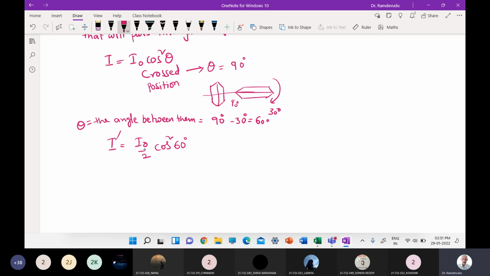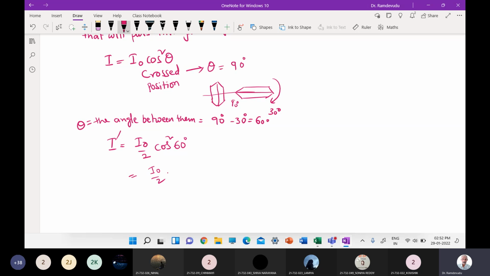I naught, okay, I dash, the new value. I dash is equal to this. So therefore, I'll get, sir, here it is I naught by 2. Sir, I didn't get cos 60, sir, how much do I get? I didn't get you, sir. Why did you take I naught by 2?